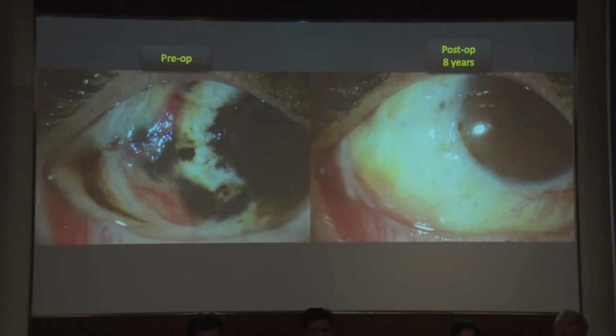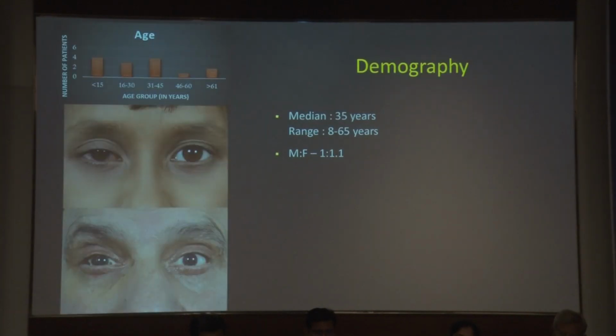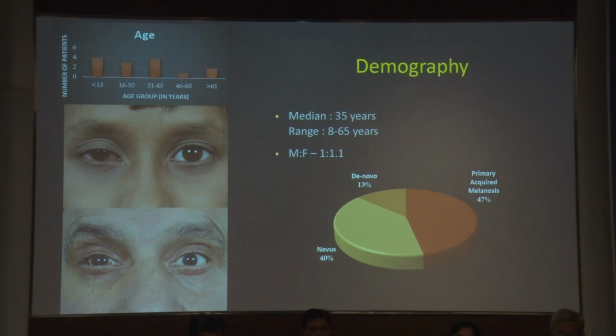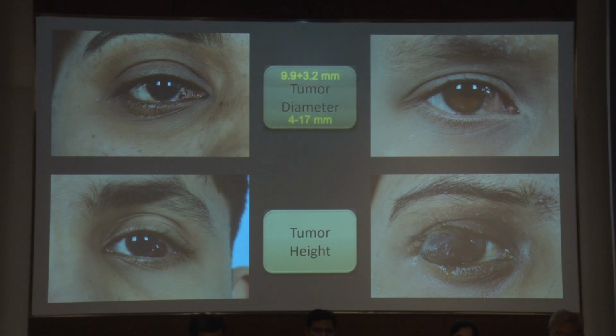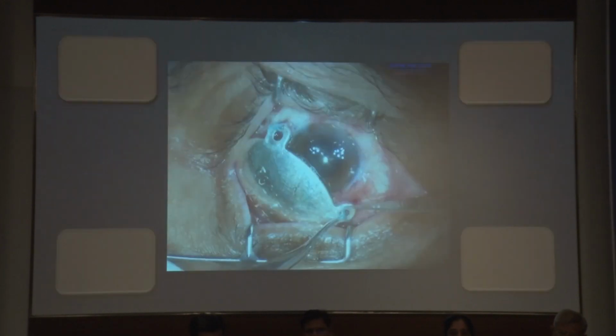And this is the outcome after 8 years, and the patient does not have any sort of metastasis. So we had seen a spectrum of patients ranging from 8 years to 65 years. Most of the cases had the primary lesion as acquired melanosis. The tumor diameter was variable, 4 to 17 mm. The tumor height was 2.92 plus minus 1.2 mm.